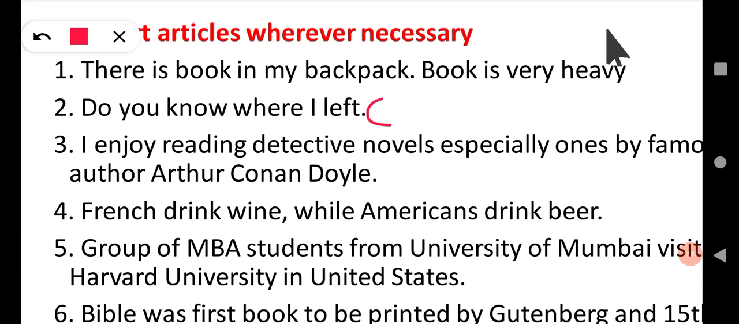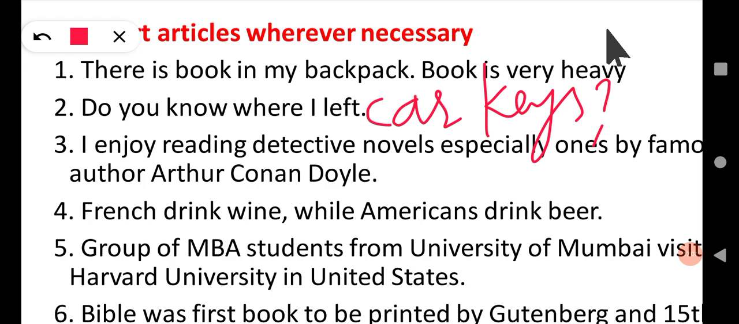Continuation is there. This is the continuation sentence. Okay. Do you know where I left the car keys? So this is the question from a speaker to a listener who both know about the car keys. So here you have to go with the car keys. Do you know where I left the car keys?